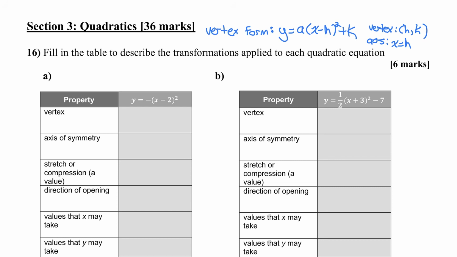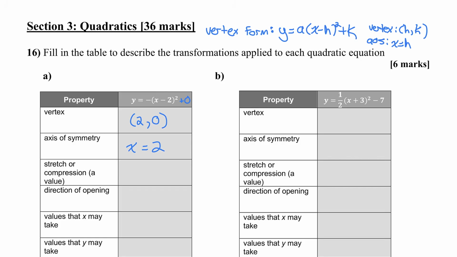So for the first table, it asks me for what the vertex is. I don't see a constant after the binomial being squared, so there's a plus 0 there. So the vertex is 2, 0. The axis of symmetry is x equals whatever the h value is, so x equals 2.